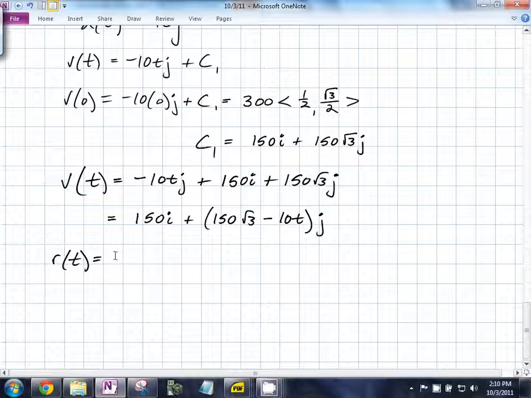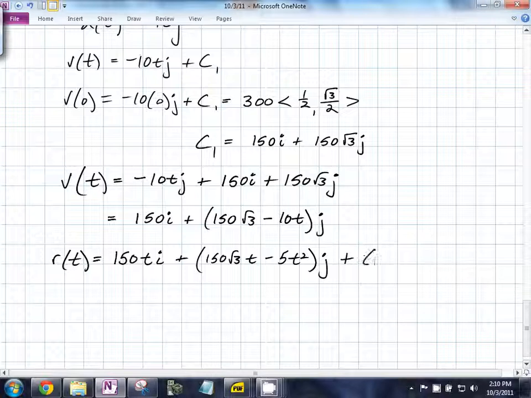150t i, careful, plus, because i is just a direction. It's not a variable, right? 150 root 3 t minus 5t squared j, plus c. We'll call it c2 this time.